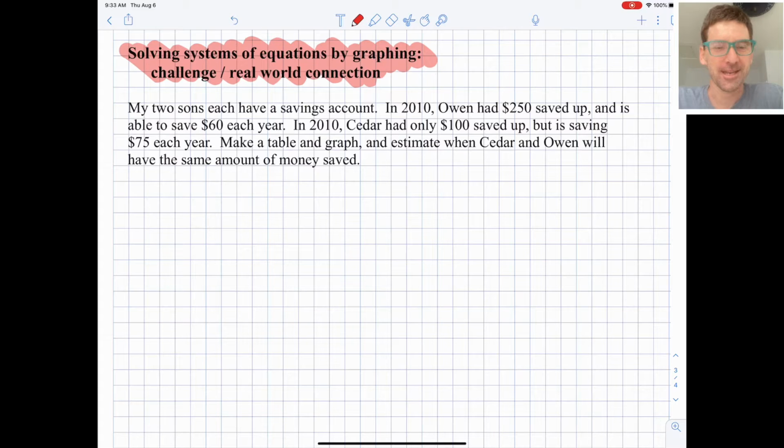All right, we're going to look at a challenge problem and a real-world connection problem related to systems of equations, and particularly solving systems by graphing. And here we'll make a graph, and we'll also make a table to start us off, though.